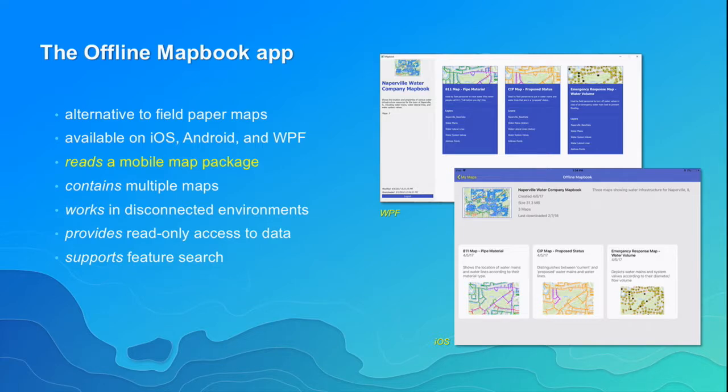Offline map book, I think it says it in the name, it works in disconnected environments. That's a way in which it's intended to work in, say, out in the field. And one of the things that I should mention about mobile map packages in general is that they're designed to be used in a read-only context.